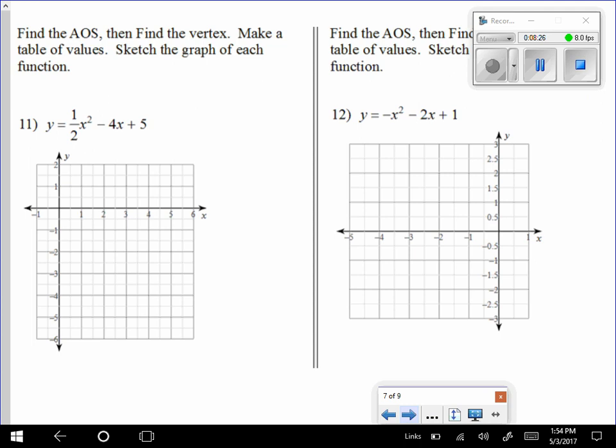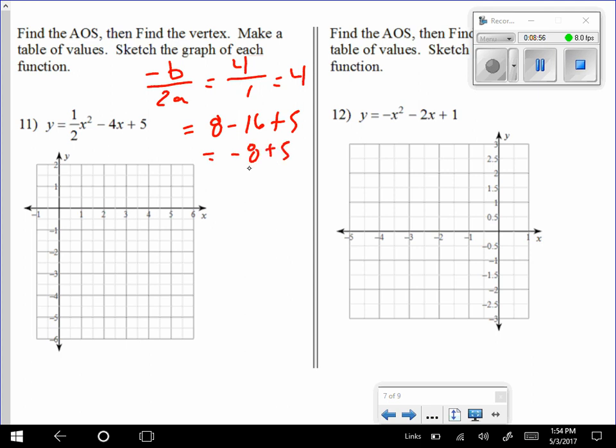All right. Still working with our negative b over 2a. Not my favorites. I understand there's a lot of work that goes into this, but we got to do it. So we got 4 over 2 times 1/2 is 1... so 4. So now plug it in. So we get 4 squared is 16. Half of that is 8. And then negative 16 plus 5. So we got negative 8 plus 5. So we get negative 3. So I took a lot of shortcuts there. If you need me to do that all the way out, just come ask me.